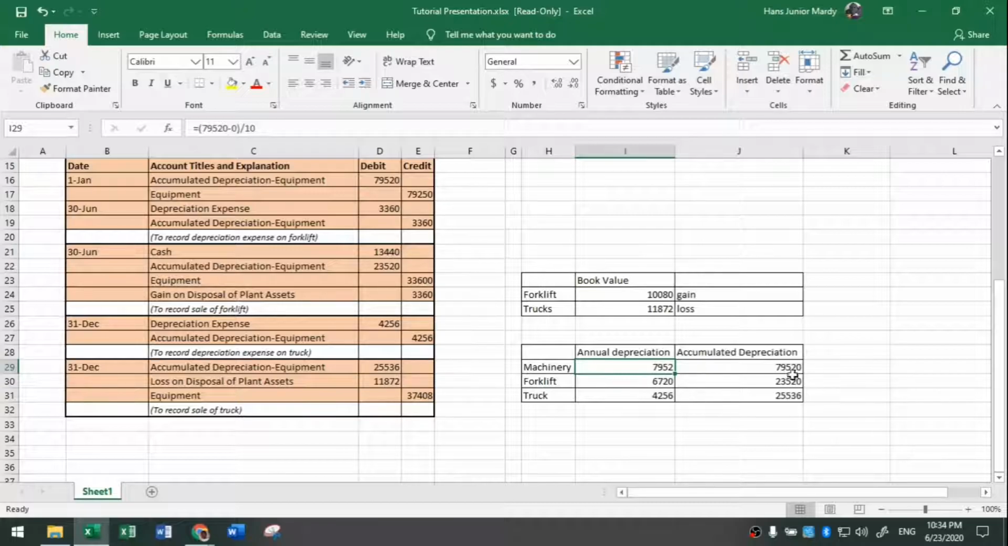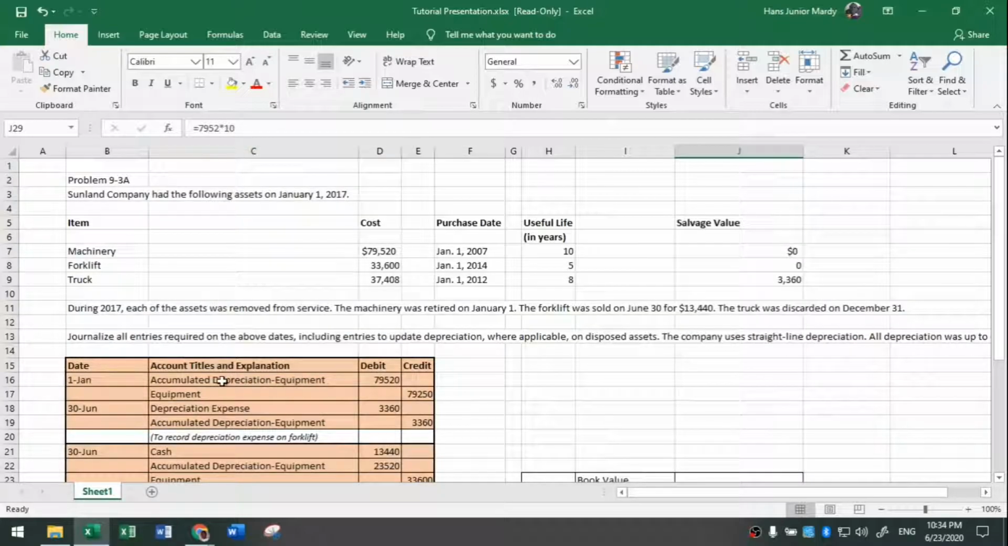Since the useful life was 10, the number of years that the company used it until they got rid of it was 10. So I multiply this 10 by the annual depreciation. It gives me this quantity, which is the accumulated depreciation for that equipment. And then I debit this amount, and for the equipment, which is not in use anymore in the company, I credit it with this amount.